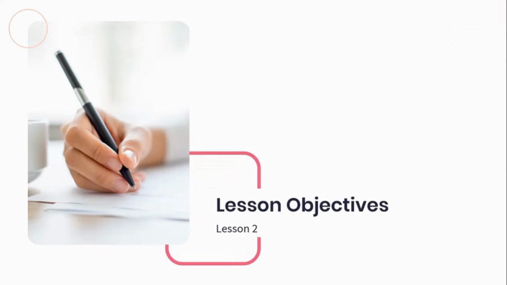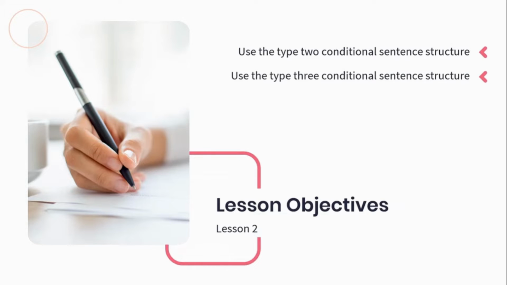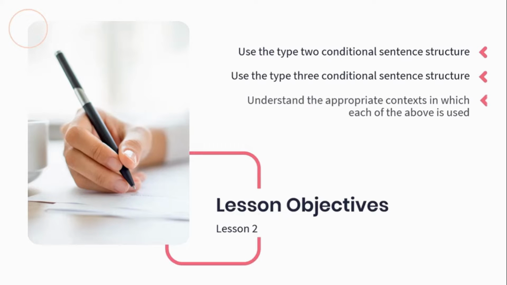Our objectives for this lesson are as follows. By the end of this lesson, you'll be able to use the type 2 conditional sentence structure, and you'll be able to use the type 3 conditional sentence structure. Lastly, you'll be able to understand the appropriate contexts in which each of the above is used, because as you know, context is extremely important.